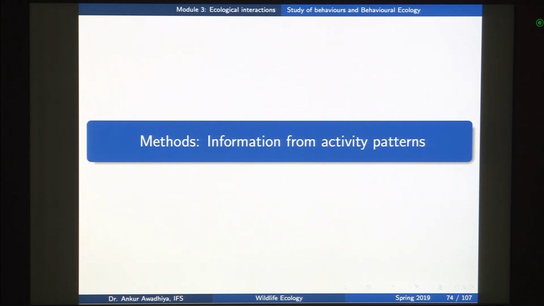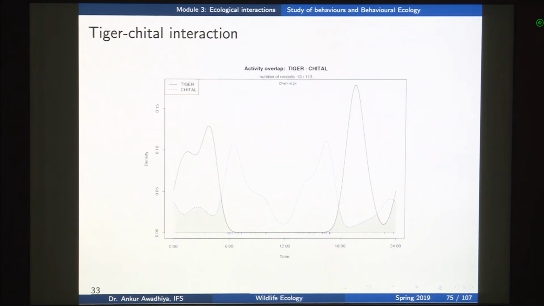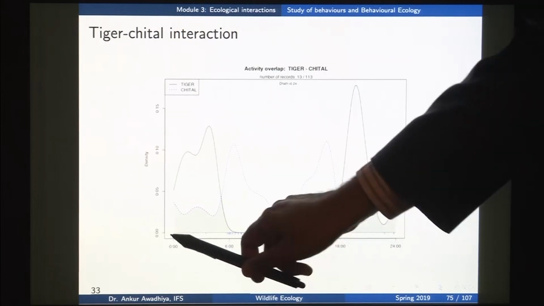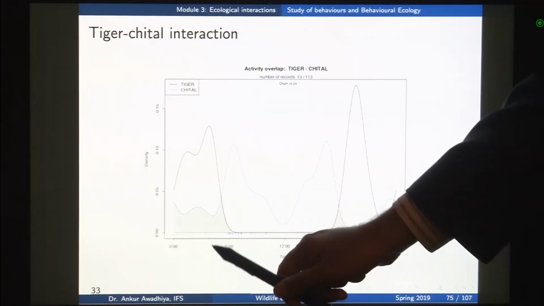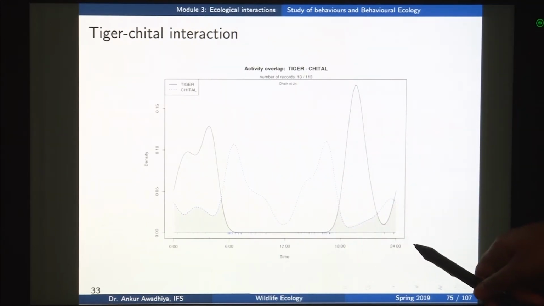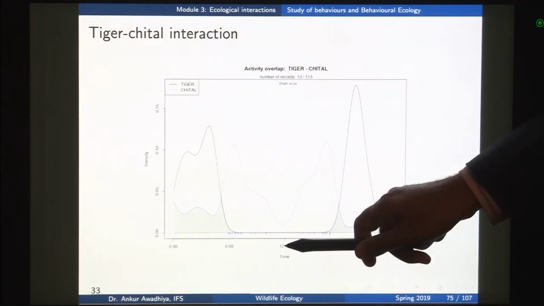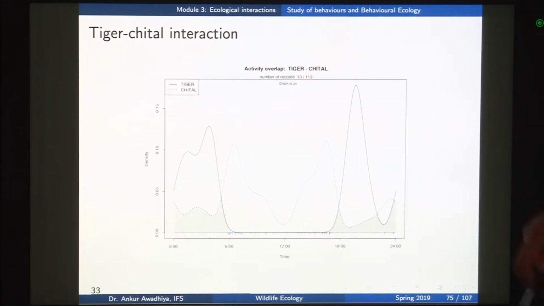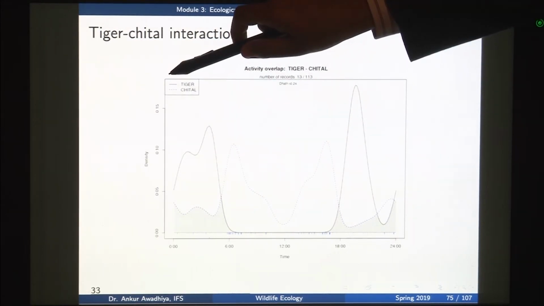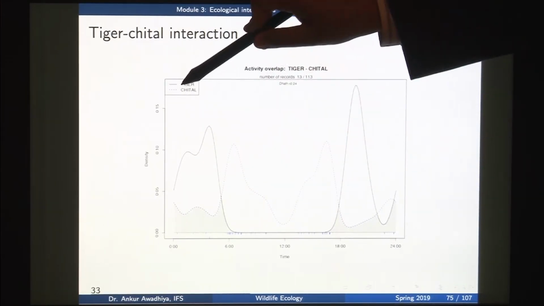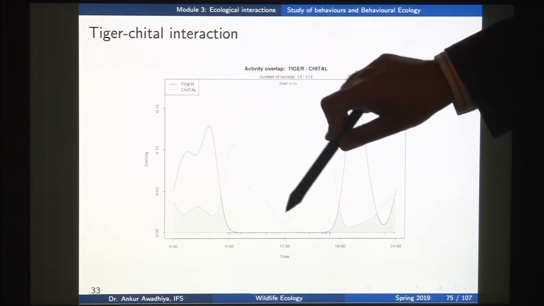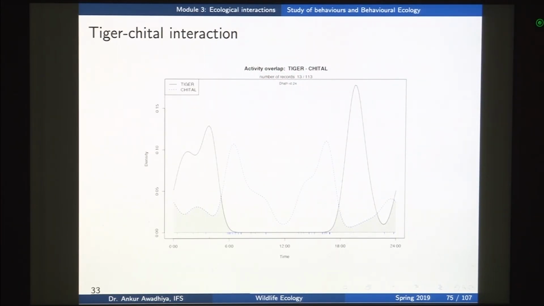One method is to discern information from activity patterns. This is one example. In this case we have plotted time on the x axis. It goes from 12 o'clock at midnight, which is 0000, till 2400. This is 6 o'clock in the morning, this is 12 o'clock in the afternoon, this is 6 o'clock in the evening. And on the y axis we have density of animals. The black line shows the tiger density, and the dashed line shows the cheetal activity seen at that particular point of time.